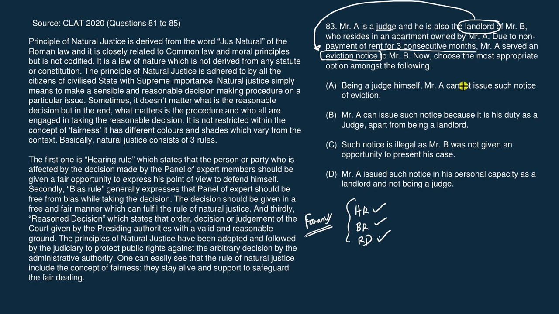So the fact that they cannot issue notice, no. Mr. X can issue such a notice because it is his duty as a judge. No. He is not issuing the notice as a judge. He is issuing the notice as a landlord. Such notice is illegal. Why? Answer choice is D. Mr. A issued such a notice in his personal capacity as a landlord and not as a judge, which makes a lot of sense. Eviction notice, right? That's what a landlord actually gives. Answer choice D, ladies and gentlemen.